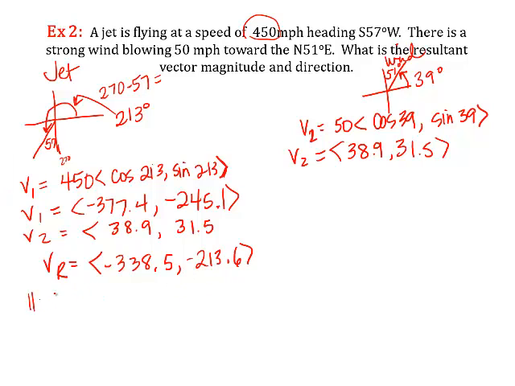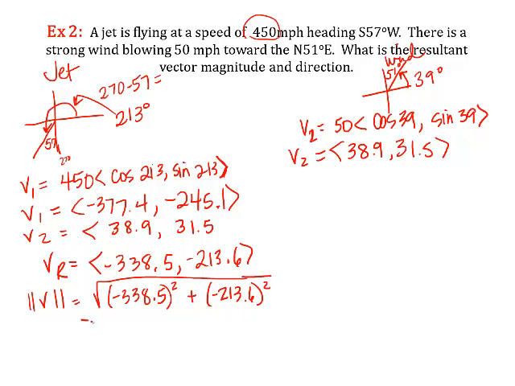Now do magnitude next. Square root of this squared plus, thank God for calculators, it will do this for you. It's my 400.3 miles per hour. That's my resultant magnitude.